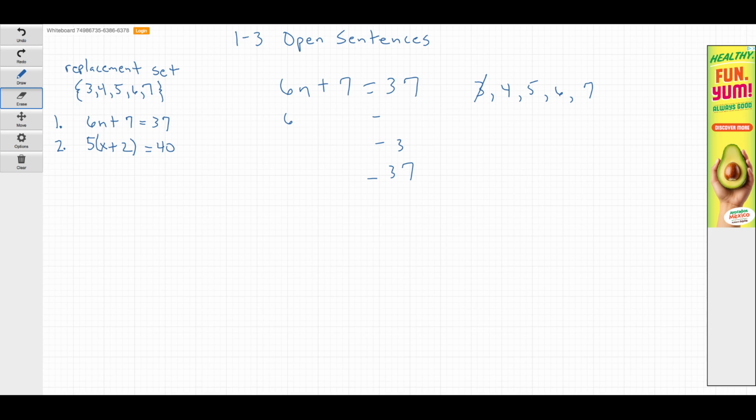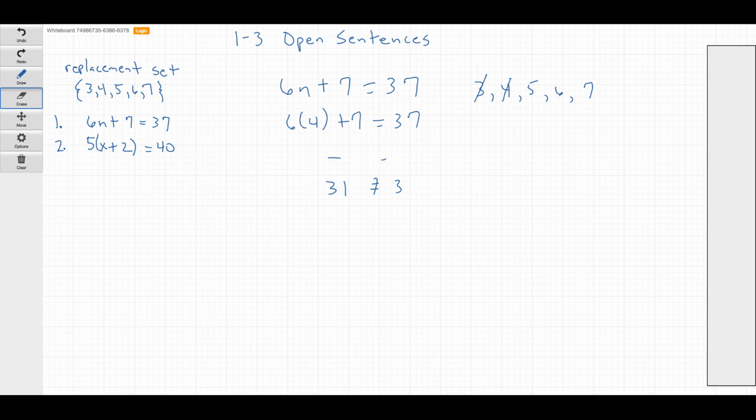Let me erase this here. So now we'll say 6 times 4 plus 7 equals 37. 6 times 4 is 24, plus 7 equals 37. So if we say 24 plus 7, that is 31. 31 does not equal 37. So that's a problem there. So we're just going to knock that out. We'll go to the next problem.